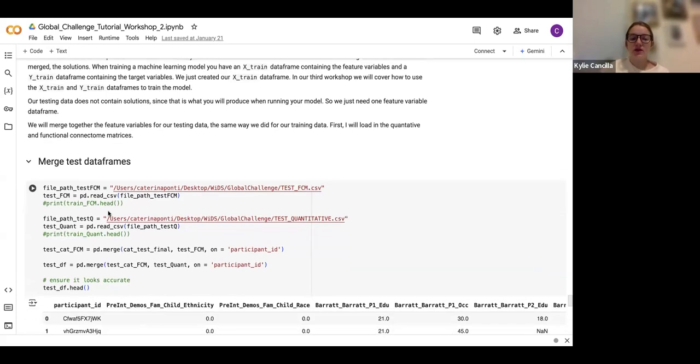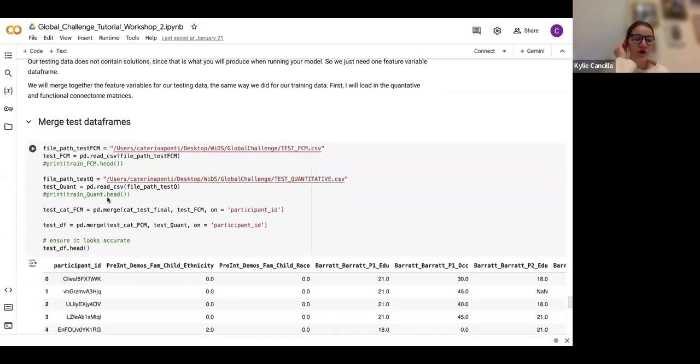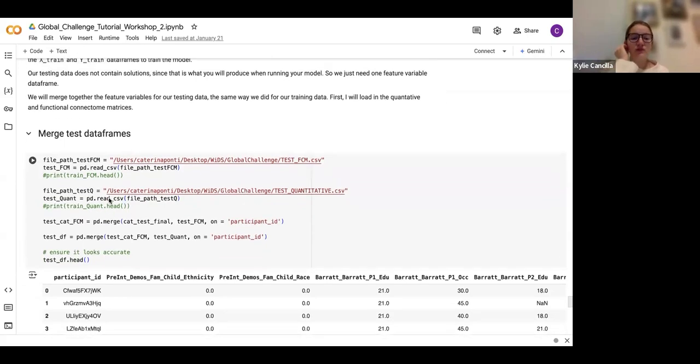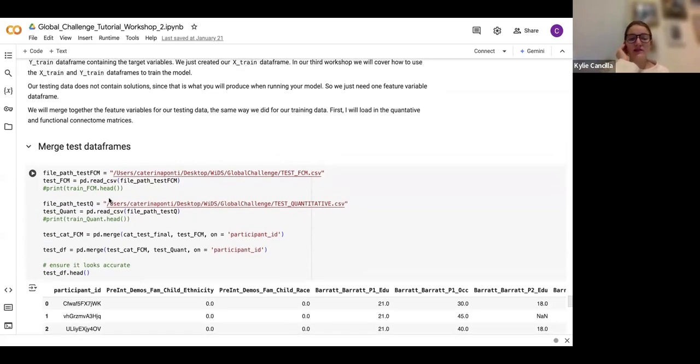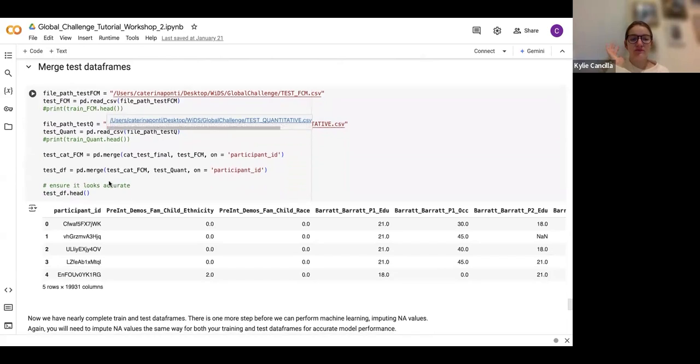Our testing data, though, does not contain any solutions, if you notice that on the Kaggle page, as that is what you will produce when running your model. So all we will do is create that feature variable data frame, and you will run that through your trained machine learning model, and then you will output the solutions. That's the point of the challenge. So now we have to create that feature variable data frame for our test data, and we will merge together the feature variables for our testing data the same way we did for our training data.